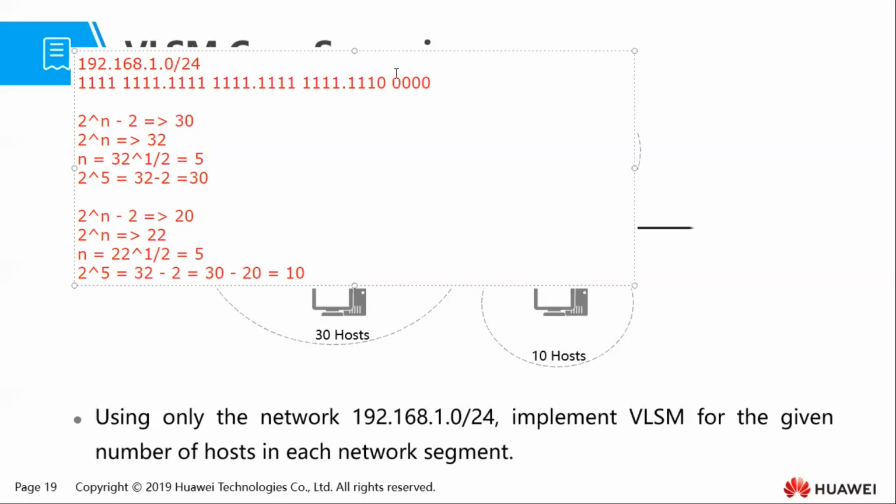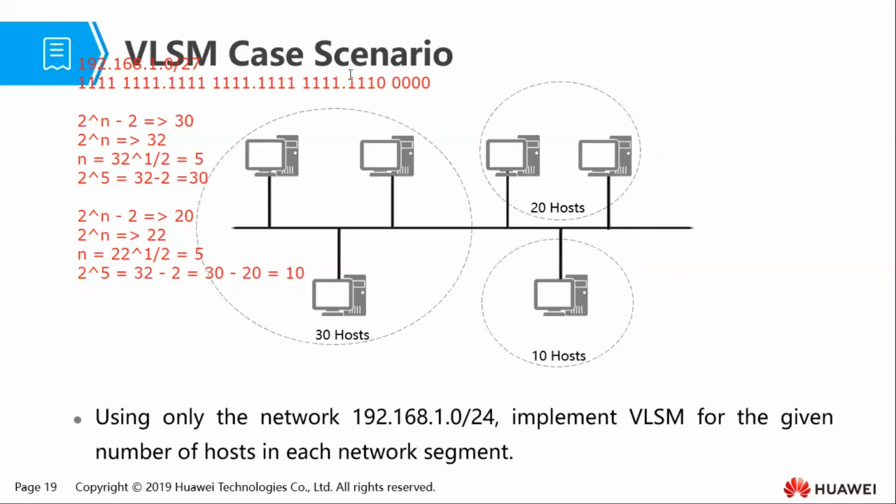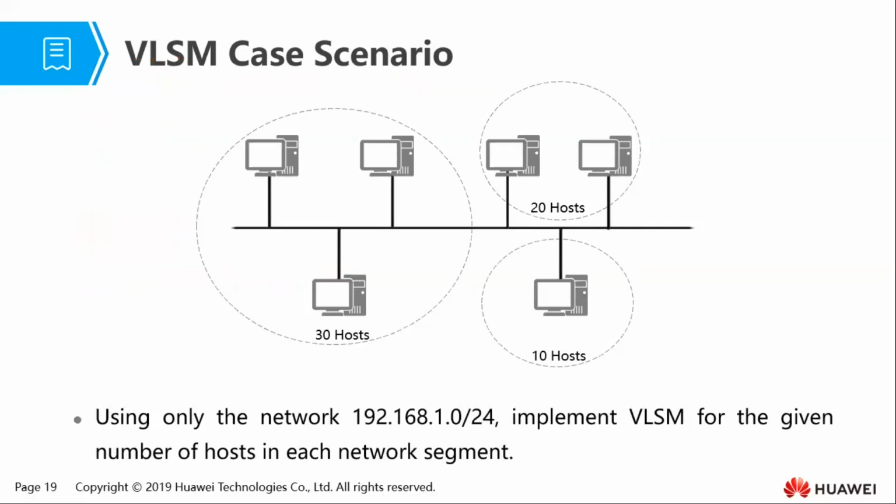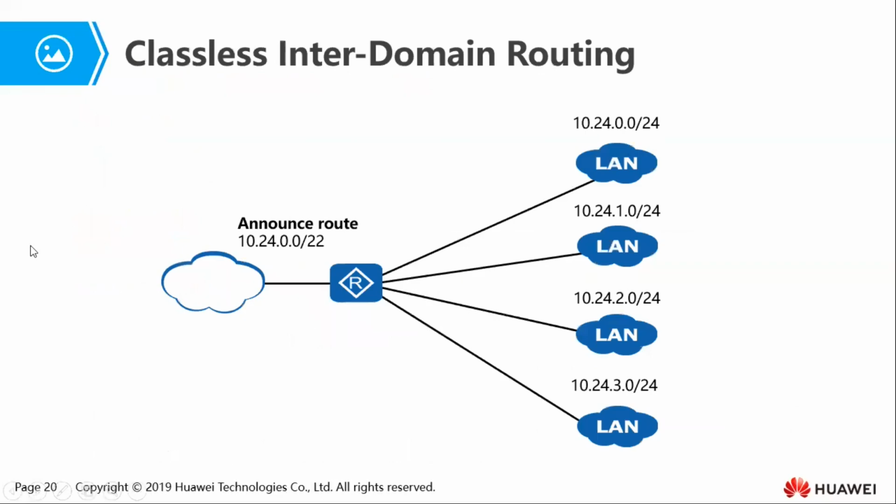So now this will be plus 3 because we've turned 3 zeros into ones. So it will be /27. So that is what we call variable length subnet mask. I hope that is understood. It's a concept that you can research further so that you can understand better.